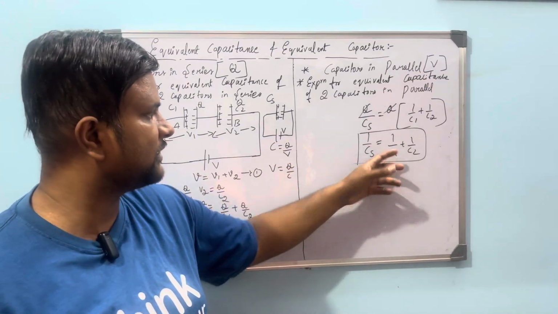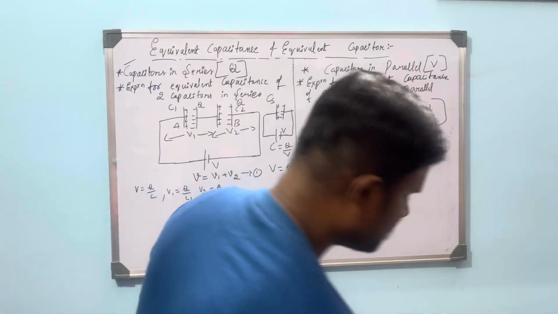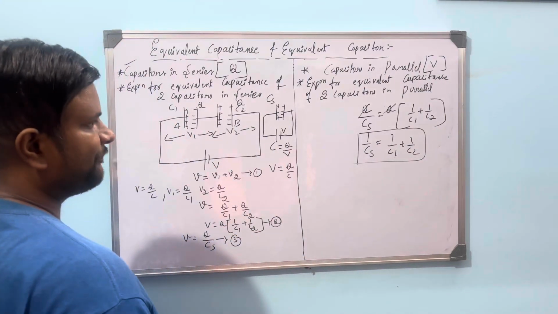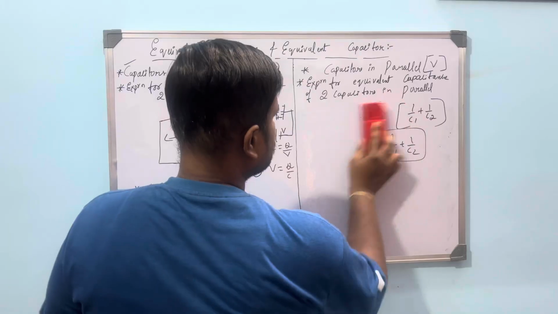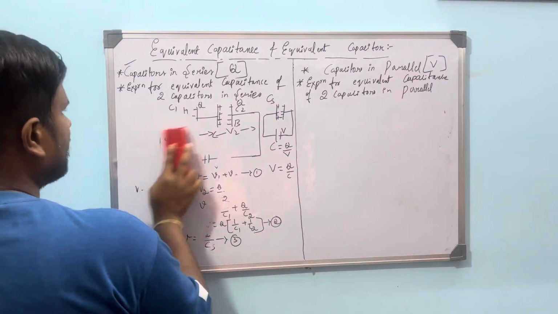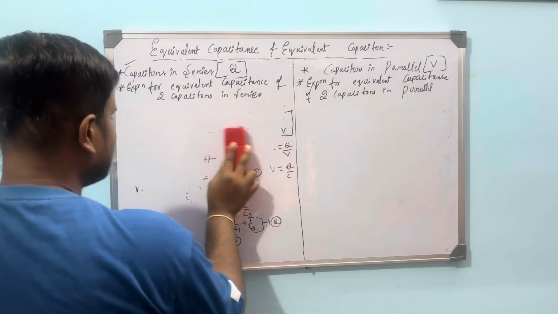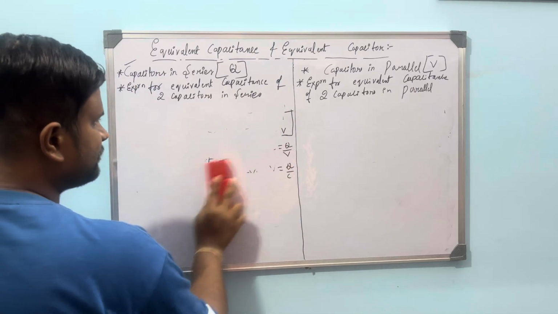For three capacitors, it will become 1 by CS is equal to 1 by C1 plus 1 by C2 plus 1 divided by C3. Now, the expression for the equivalent capacitance of two capacitors in parallel.